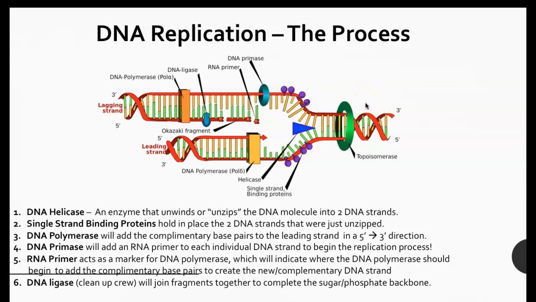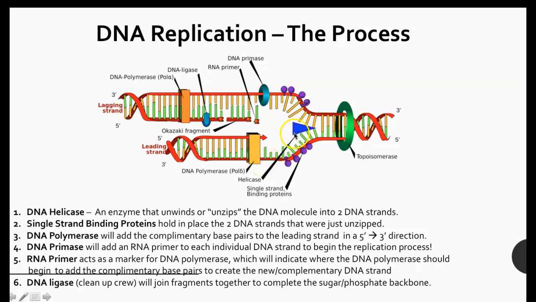So step one, in order to create two new identical DNA molecules, we need to split apart the original DNA molecule. How do we do that? We use an enzyme called helicase, which goes down the center of the original DNA molecule. As DNA helicase goes down the center, it breaks the hydrogen bonds that hold the two DNA strands together. That is step one.